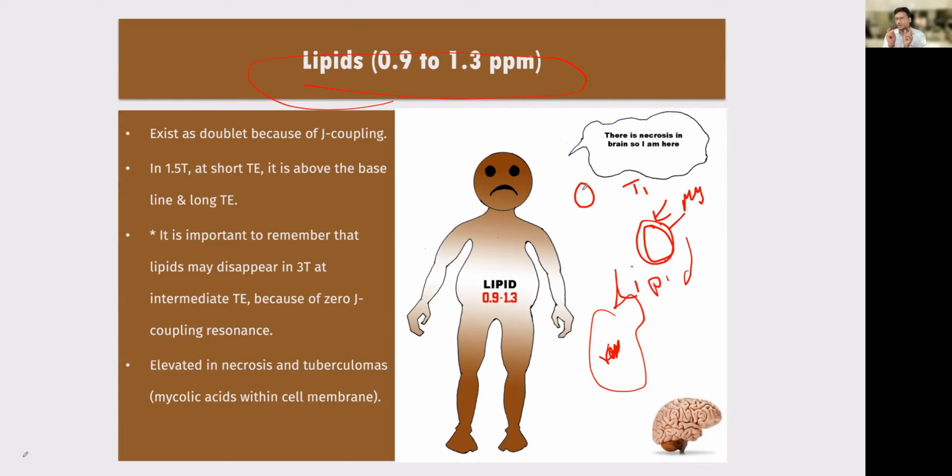So both choline elevation in tuberculosis and choline elevation in glioma, how will you differentiate? Choline creatinine ratio, choline NAA ratio, these things may help you. And again, going back to conventional imaging.